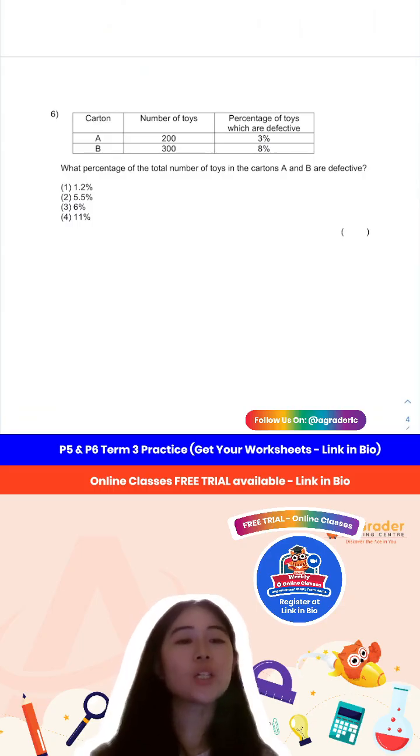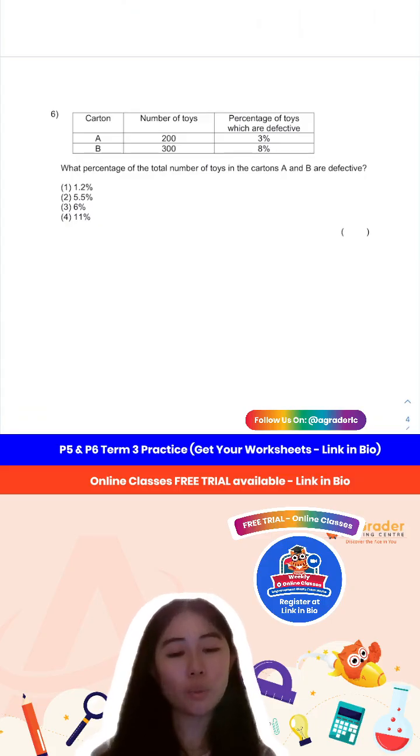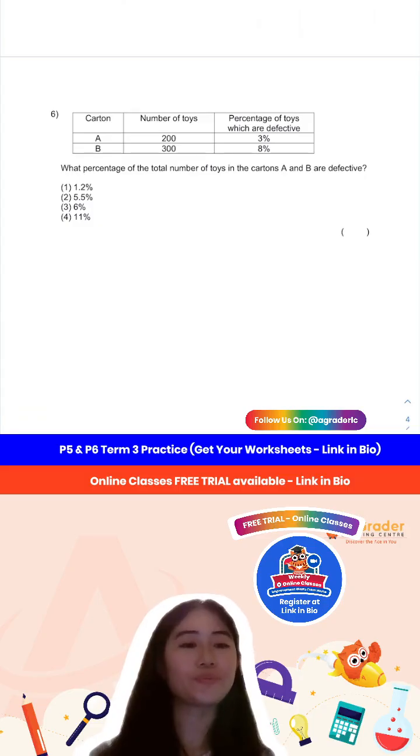We're at question 6. So this is our last MCQ. This question is on percentage. One of you was asking me whether there's a percentage question. So yes, we have a percentage question now.